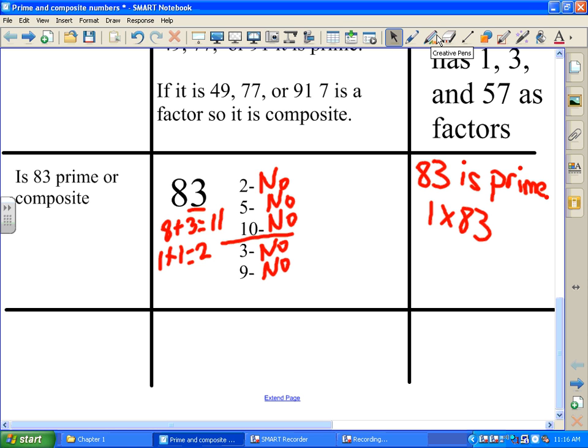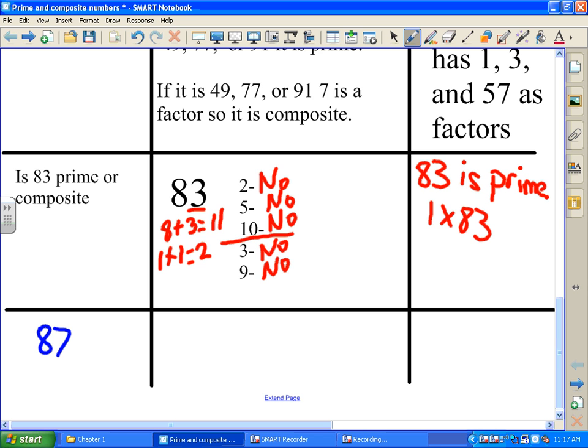I want to know, 87. I want to know, is 87 prime or composite?